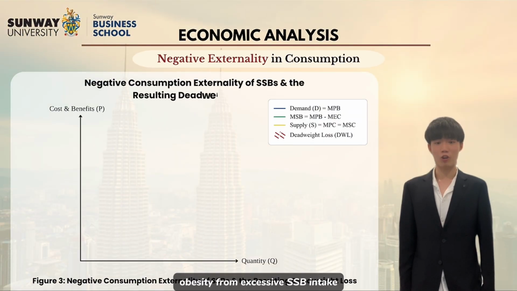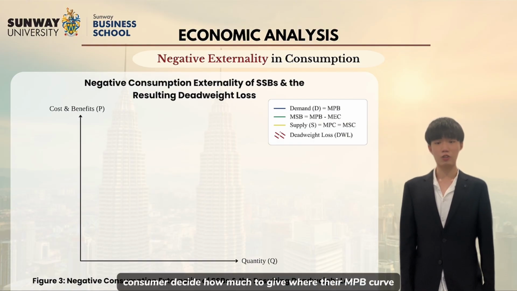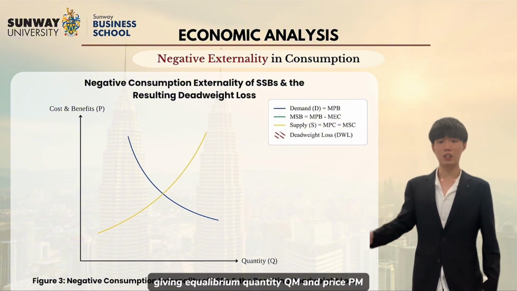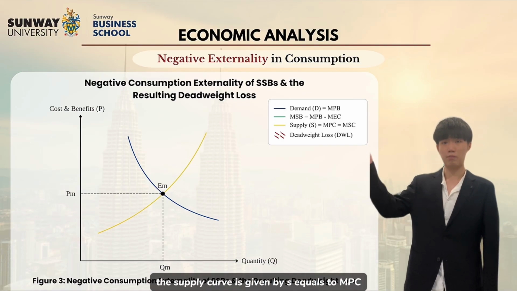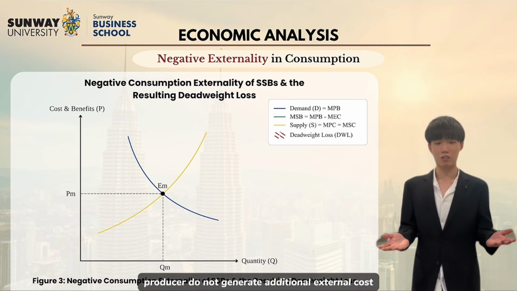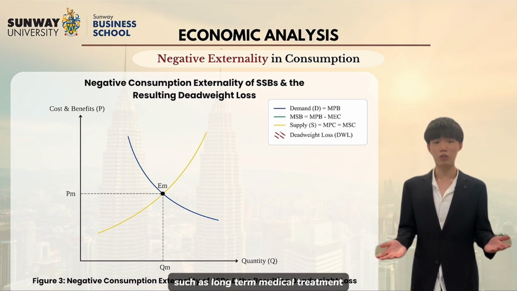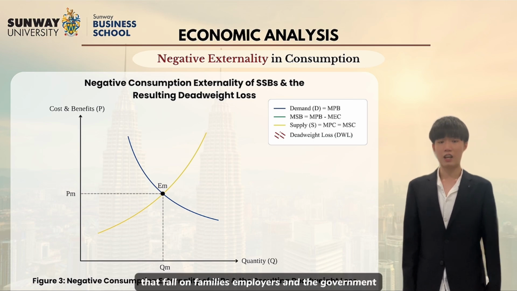Using economic theory, obesity from excessive SSB intake is a negative consumption externality model. In the unregulated market, consumers decide how much to drink where their MPB curve intersects the MPC curve, giving equilibrium quantity QM and price PM. The supply curve is given by S equals MPC equals MSC, reflecting that producers do not generate additional external costs. However, this ignores the marginal external costs of obesity, such as long-term medical treatment and productivity loss that fall on families, employers, and the government.